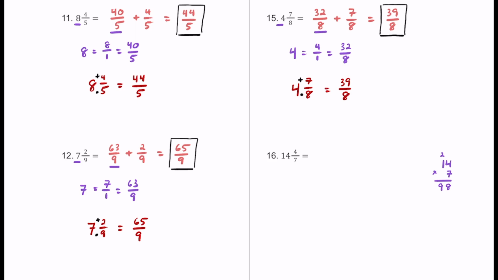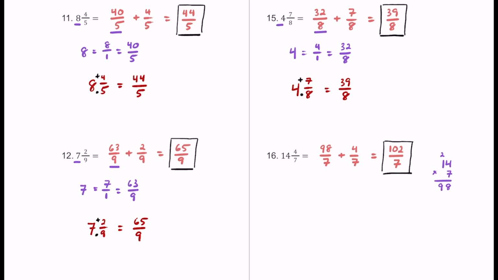So what is 14 the same thing as? 14 is the same thing as 98/7, because 98 divided by 7 is 14, plus here another 4 sevenths. So we have 98 sevenths plus 4 more sevenths. That should be 102 sevenths. This is the improper fraction version.